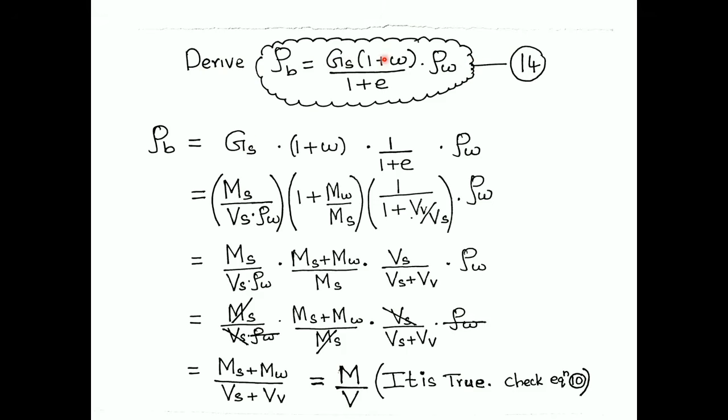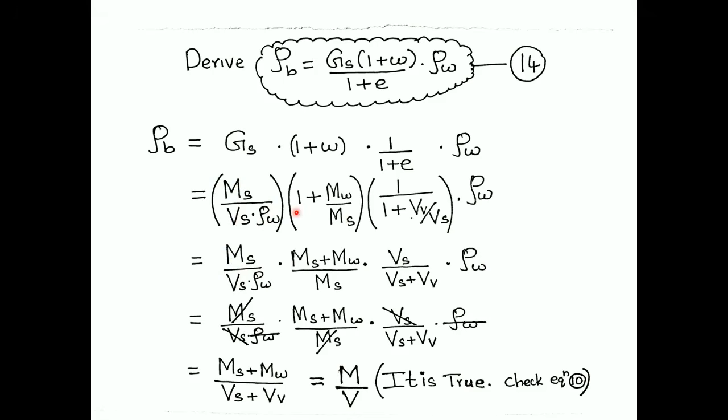This Gs, specific gravity, this 1 plus W, this 1 over 1 plus E, this rho W. Gs is equal to, check the definition, ms over Vs into rho W. No need to split the rho W because this rho W and this rho W cancel out. That is the definition of Gs. 1 plus W, this is the water content definition, mass of water over mass of solid. 1 over 1 plus E, volume of solid over total volume, into rho W.